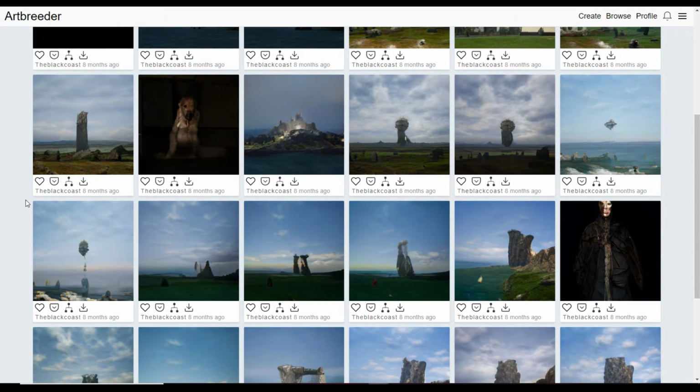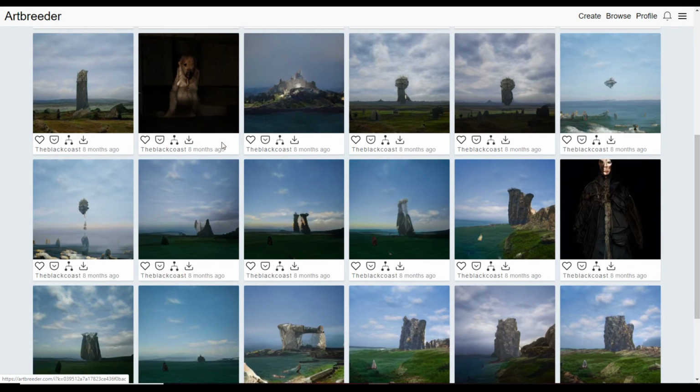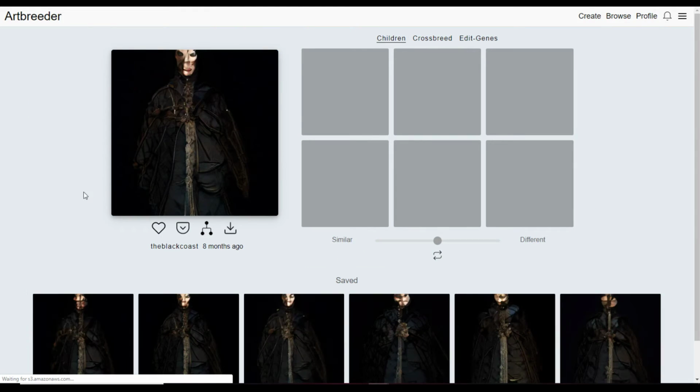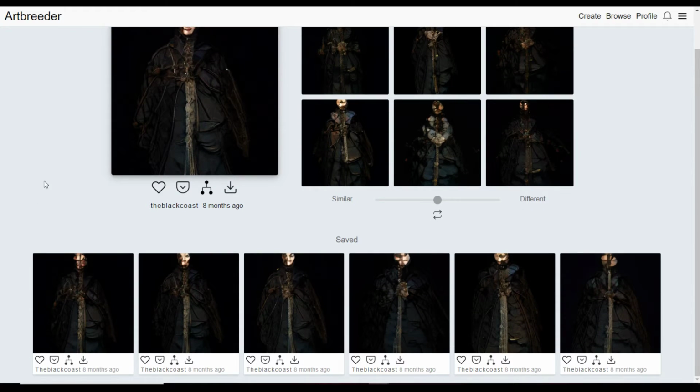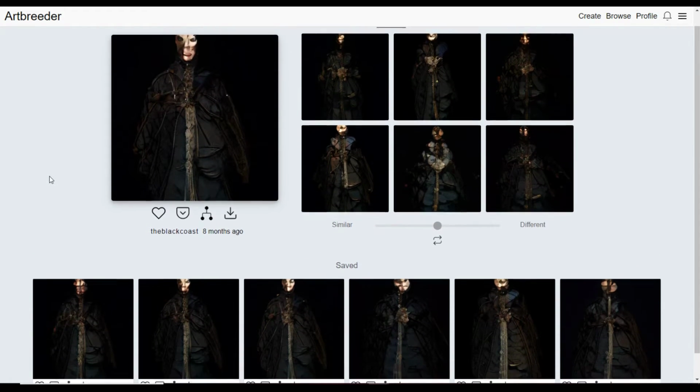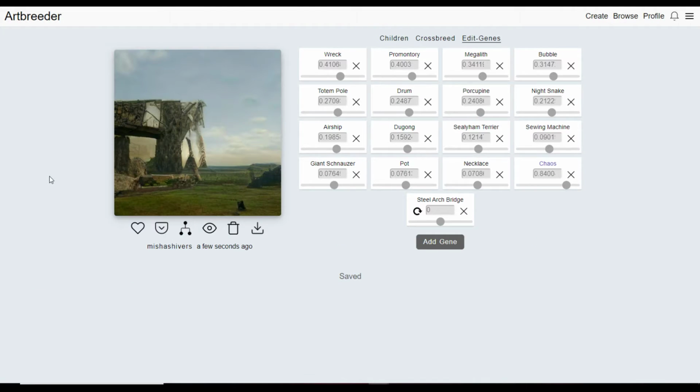Some of these get a little spooky. That one's kind of, I don't want to click on that one. This one too, it's kind of ominous. It looks like a face there at the top, so. Sort of an ominous figure here.